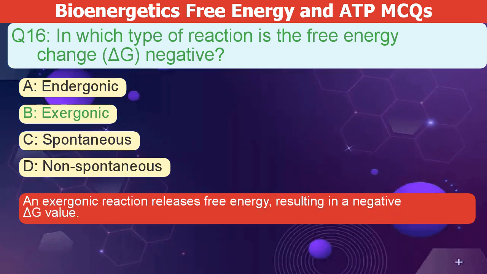The correct answer is B. An exergonic reaction releases free energy, resulting in a negative delta G value.